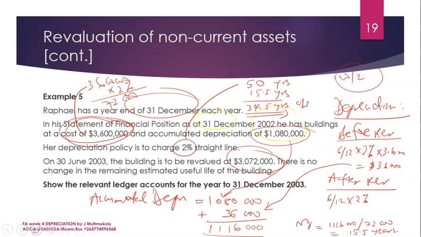So we know that the revaluation took place 6 months into the year, so the depreciation should be based on the last 6 months of the year. So 6/12 multiplied by the new value of the building, that is 3,072,000, divided by the remaining useful life of 34.5 years. So this gives our depreciation charge of 44,522.